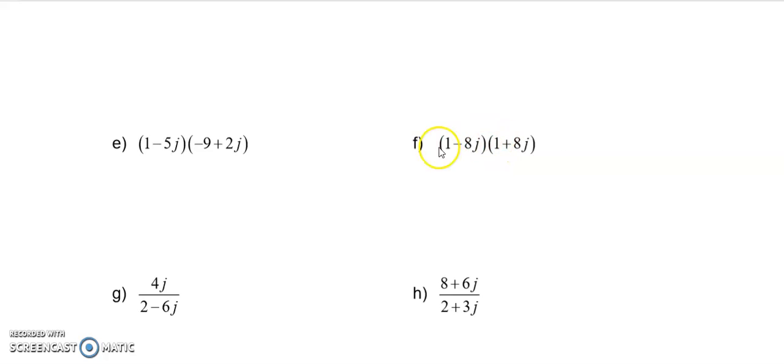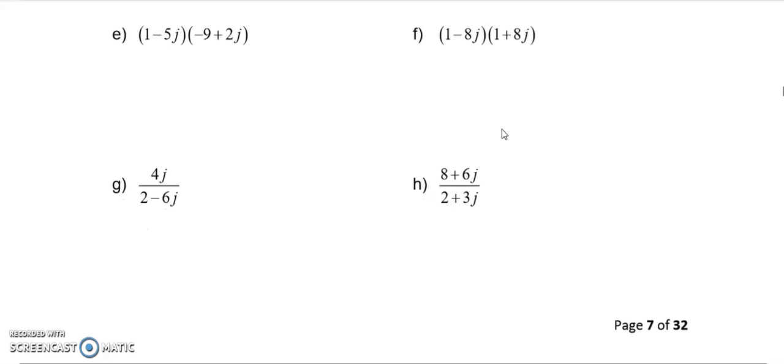So what's going to happen for F? You're going to end up with only a real number as your answer. G and H are divisions. So again, I'll leave those for you to try. Make sure you check the answers in D2L to see if you're doing these correctly. And if not, make sure you pop me off an email and I'll get back to you on that.